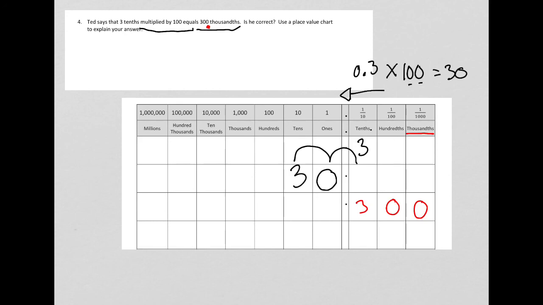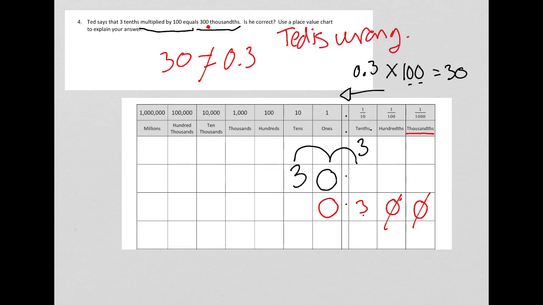So 0.300 is 3 tenths. And I always like to put a sandwich 0 on the front. So is 30 the same thing as 0.3? Because we don't really need these because they're trailing zeros again. We can say that no, that 30 does not equal 0.3. So Ted is wrong. And this is our way of explaining our answer. Ted is wrong. 30 does not equal 0.3. So that is lesson 2, where we are continuing to practice our place value understanding.